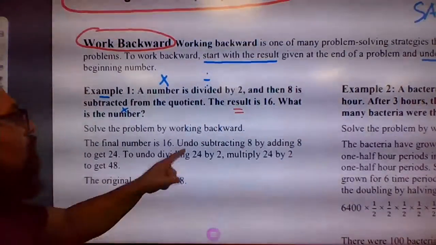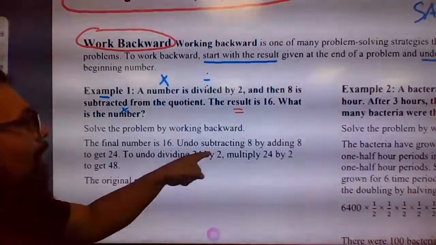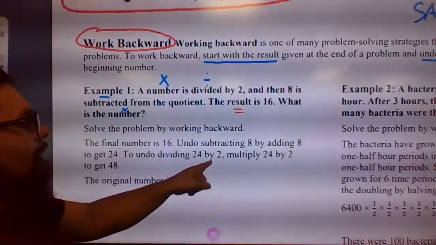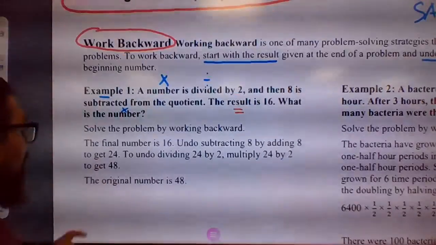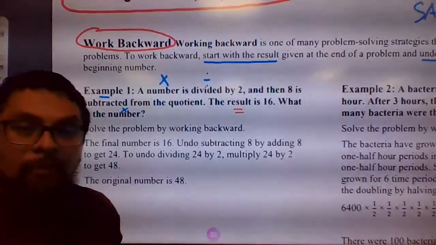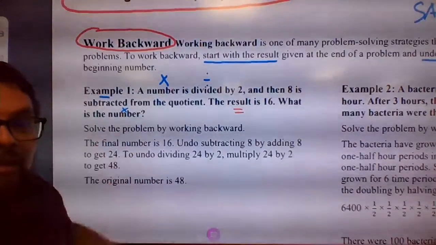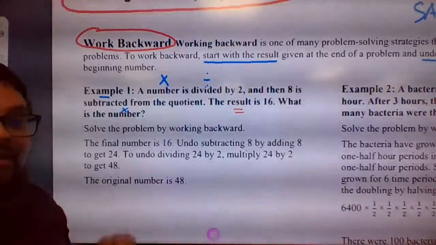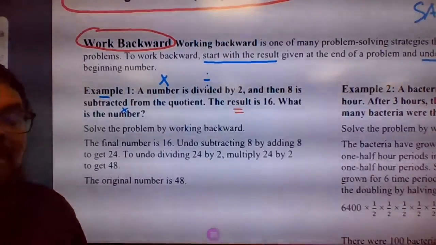Then you undo the dividing of 24 by 2. So now you're going to go ahead and do that. It's backwards. So you're going to multiply 24 by 2 to get 48. So the original number is 48. So you actually work backwards to get this. Hopefully that makes sense. If it doesn't make sense, reread it again. Rewind the video, and maybe it'll make more sense.